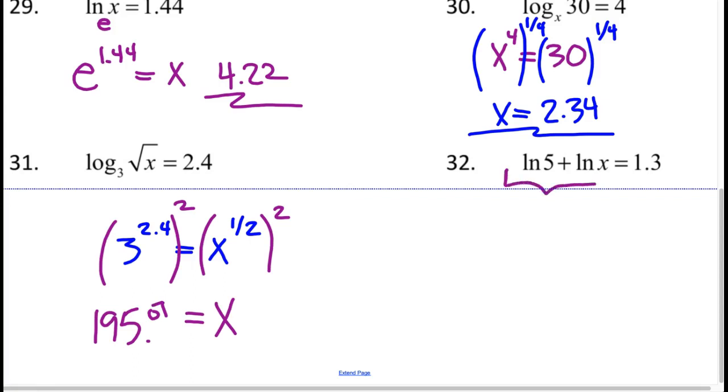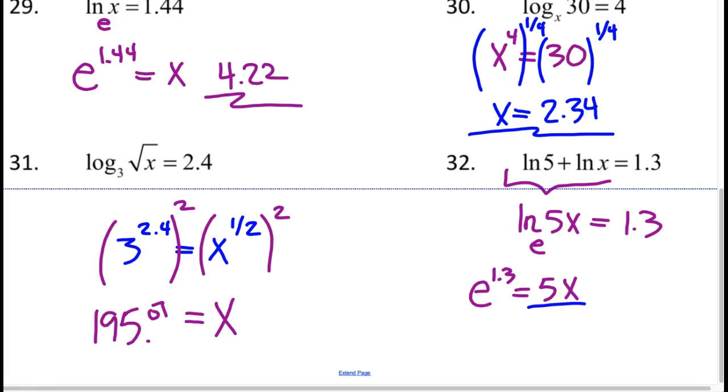Use a little log property here. Combine those natural logs to make the natural log of 5x is equal to 1.3. What's the base of the natural log? E, good. Rewrite this as an exponent. It's e to the 1.3 power equals 5x. I don't want to know what 5x is. I want to know what x is. So get rid of that 5. Divide both sides by 5. So your answer here is going to be x equals e to the 1.3 power, all that over 5.